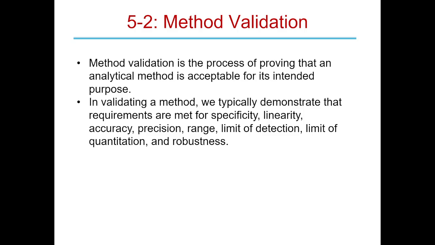All right. Method validation. This is going to be the process of proving that an analytical method is acceptable for its intended purposes. We talked about the statistical part of that before. Now we're talking about actually doing it. Okay? So in validating a method, we'll typically demonstrate that the requirements are met for the specificity, linearity. Anybody know what the linearity is? Are we in the linear range?